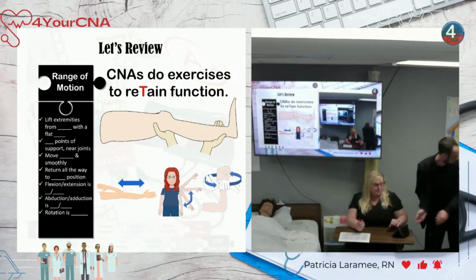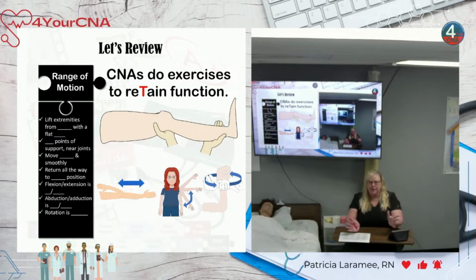So each range of motion follows the same pattern. We're going to read the care plan. It's going to tell us what body part, what exercises, and how many repetitions. And we're just going to follow that. If it says right elbow and wrist, then we just follow the plan that's laid out before us. That's it. Flexion extension is up, down.